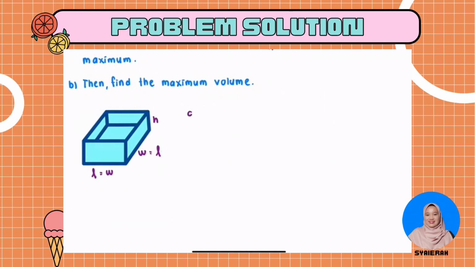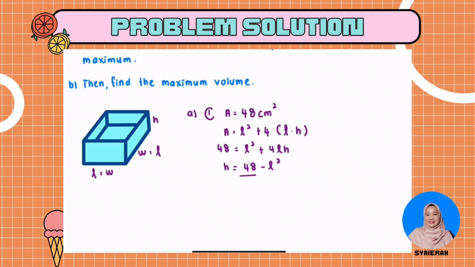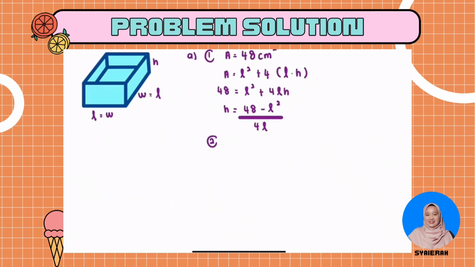Firstly, sketch a cuboid with H as the height, W as the width, and L as the length. Secondly, we need to find the height of the cuboid. Based on the equation, by adding all the surface area of the cuboid, we get the square base of the cuboid, which is 48. But since we only need to find height, we move all the equation to the other side, except for H. Thirdly, find the volume of the cuboid.